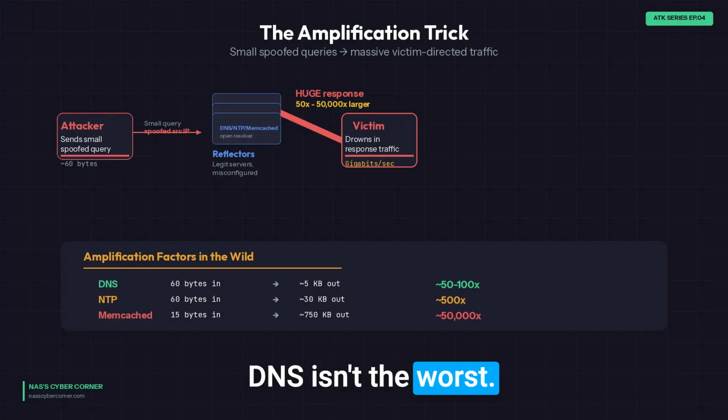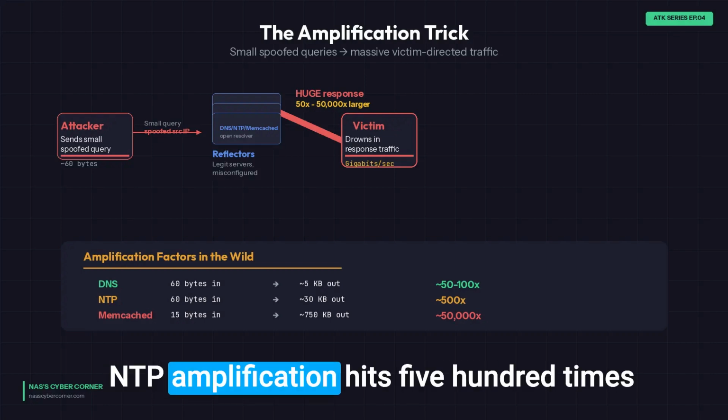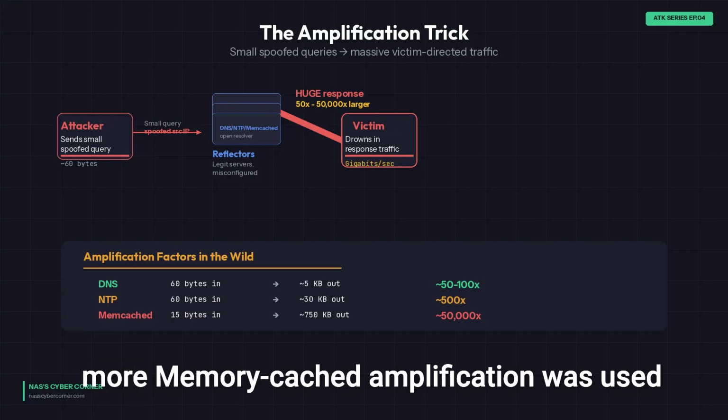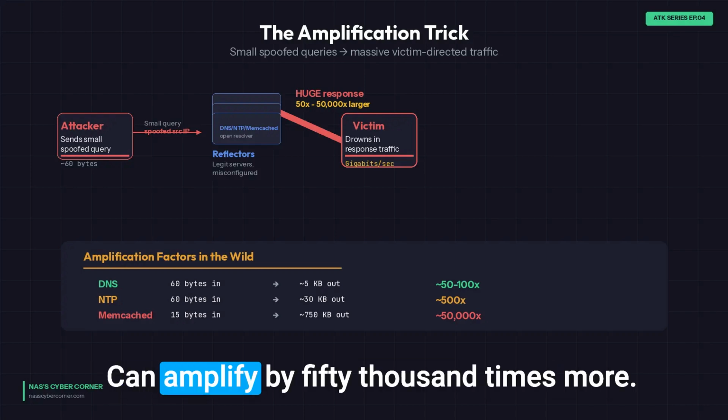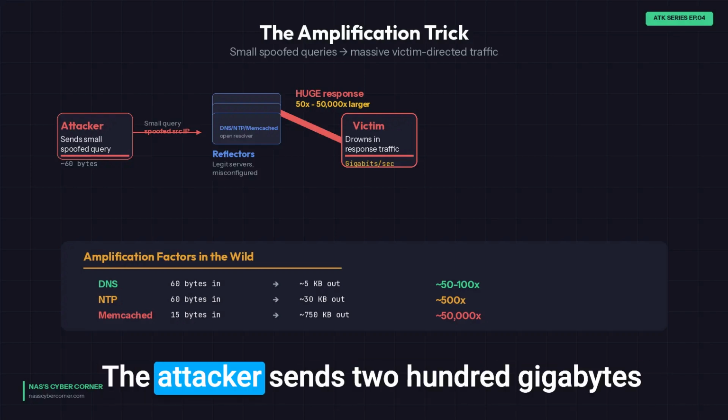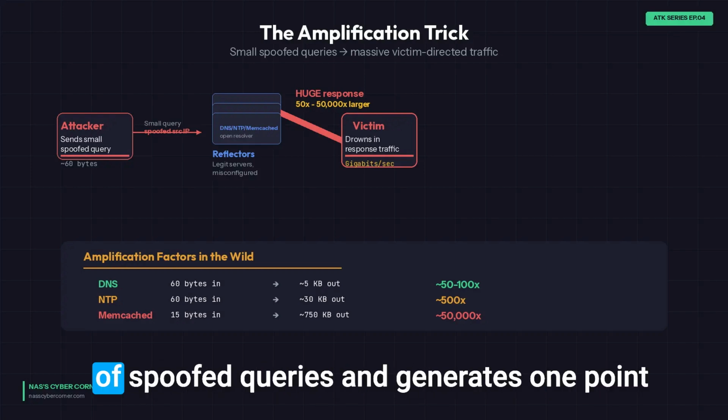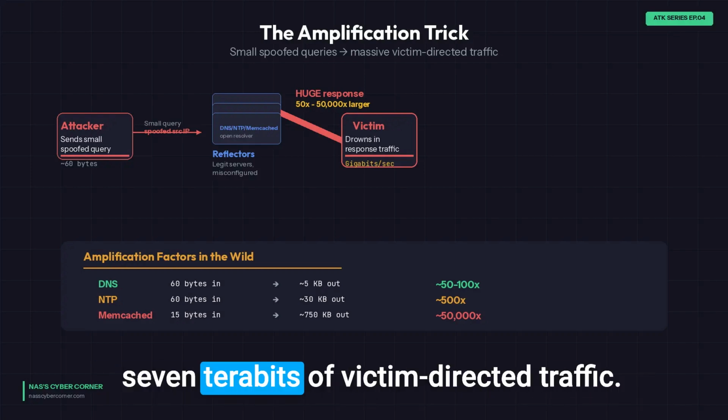DNS isn't the worst. NTP amplification hit 500 times more. Memcached amplification was used in the 2018 GitHub attack. It can amplify by 50,000 times or more. The attacker sends 200 gigabytes of spoofed queries and generates 1.7 terabits of victim-directed traffic.